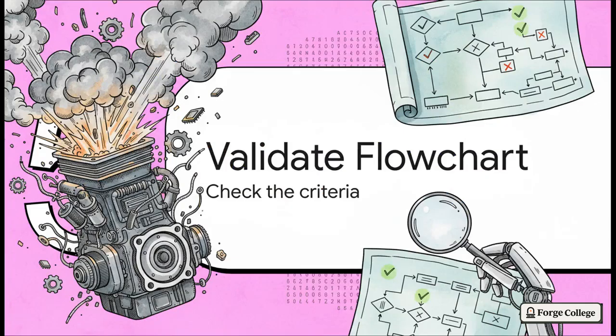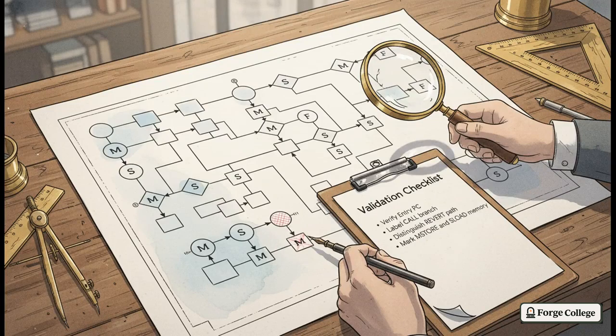Section 5. Validating your flowchart by checking the criteria. Look, a blueprint isn't worth much if the engine explodes when you build it, right? So validate your work against this checklist. First, is your contract's entry PC verified? Second, did you successfully locate and label the external call branch? Third, is your revert path clearly distinguished? And finally, does your diagram mark memory writes with an M for mstore and long-term storage loads with an S for sload?